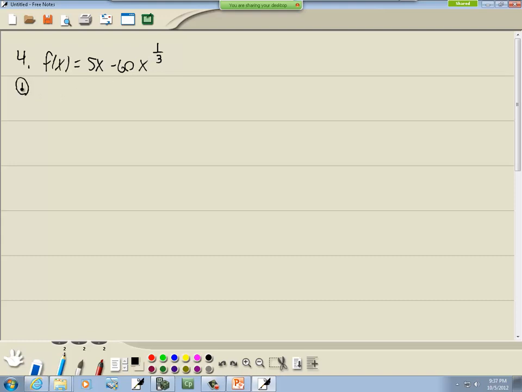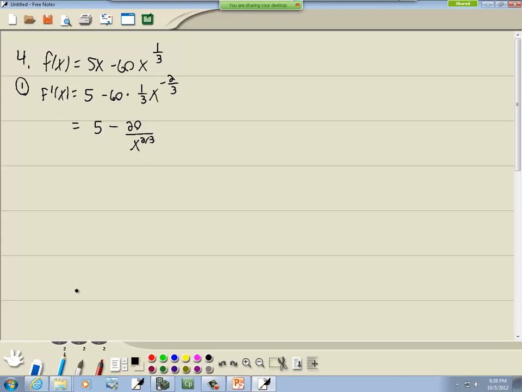But our first step, find our derivative. Well, 5x becomes 5 minus 60. Take our power, put it out in front, lower it by 1. 1/3 minus 1 gives us -2/3. Now 60 times 1/3 gives us 20. And I'm going to take that x to the -2/3 and put it down in the denominator, because we don't want any negative exponents.